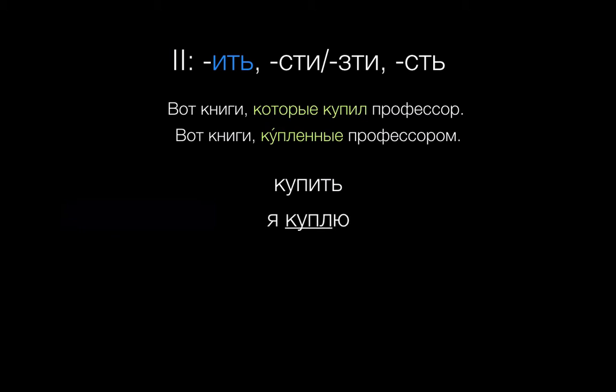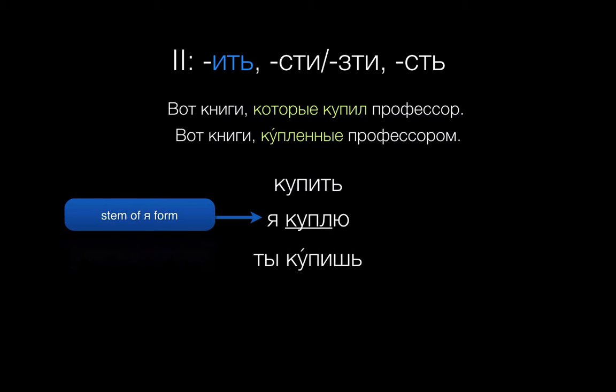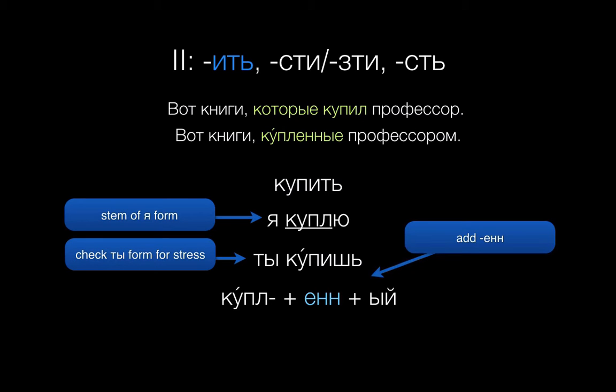Well, we'll start by taking the stem of the я form. Next, for verbs that end in "-ить" or "-еть", we'll check the stress of the ты form. And if the stress of the ты form is not on the ending, then we'll add -ен, and an adjective ending to get купленный.